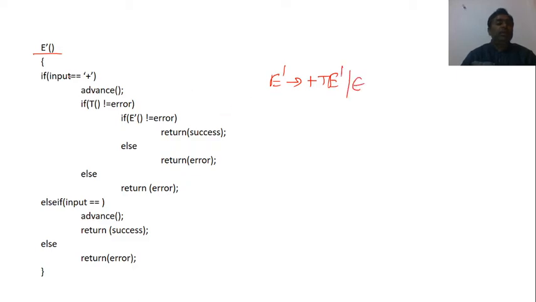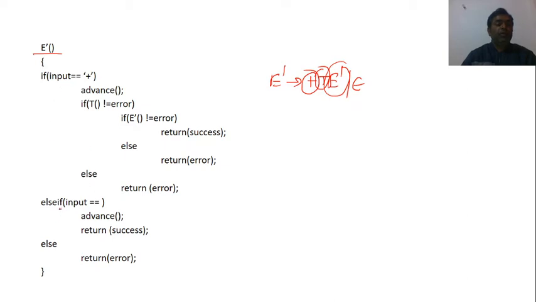What we have to check here? If input equal to plus, then we have to advance, because plus is a token here, so we have to advance the pointer by one position. I am using the advance routine here. The task of the advance routine is just to increase the input pointer position by 1. Next we have to call T. If T not equal to error, then we have to call E prime. If E prime not equal to error, then return success, else return error in every case.